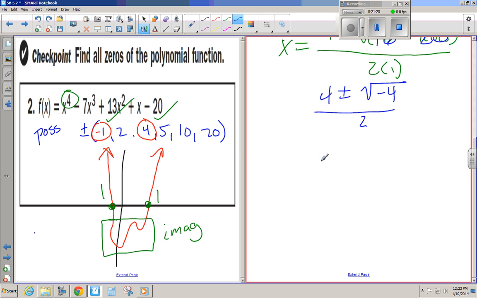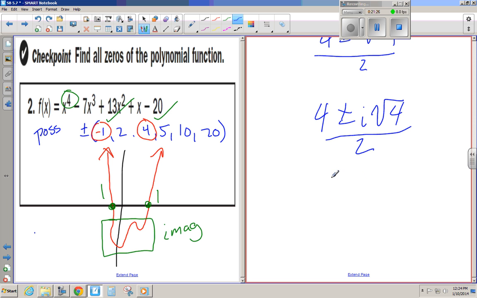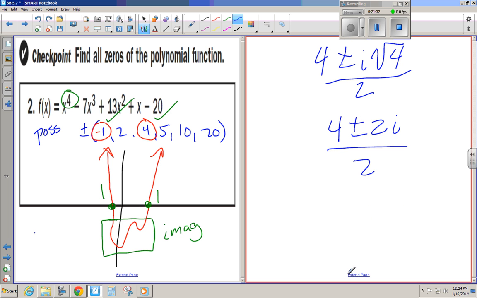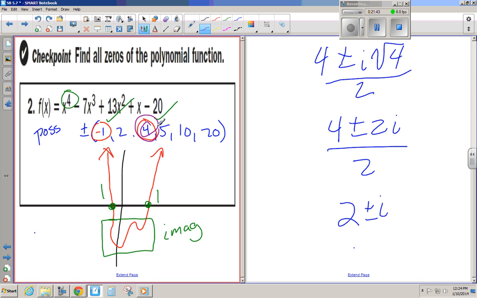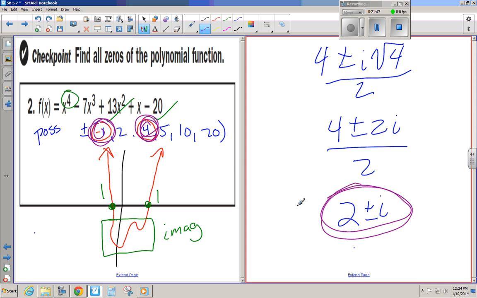If you get to this point, I'll be happy, but 4 plus or minus i square root 4 over 2 gives me 4 plus or minus 2i over 2, which then drops us down to 2 plus or minus i. Those are your zeros. 4, -1, and right there.